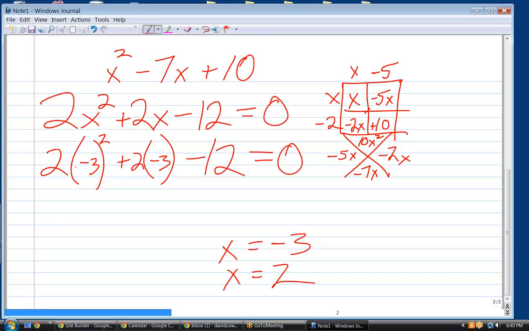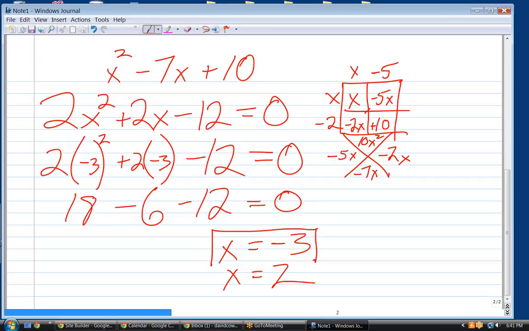Well, 2 times a negative 3 squared would be 2 times 9, plus, wait, no, that would be minus 6, and then minus 12, equals 0. So it would be 18 minus 6 minus 12 equals 0. It would equal 0. Is that true? That's all you need to know. Yes. Okay, so that solution works, so we can put a box around it. Now let's check the other solution.